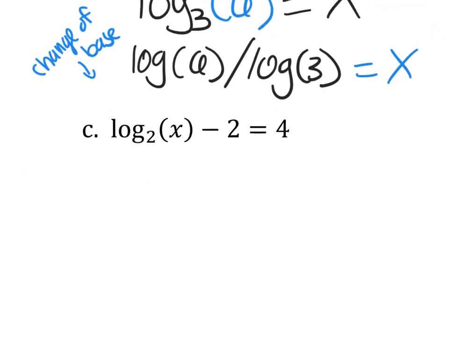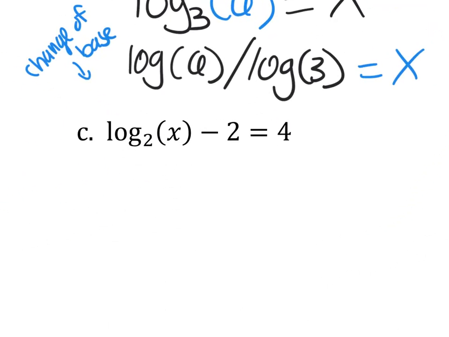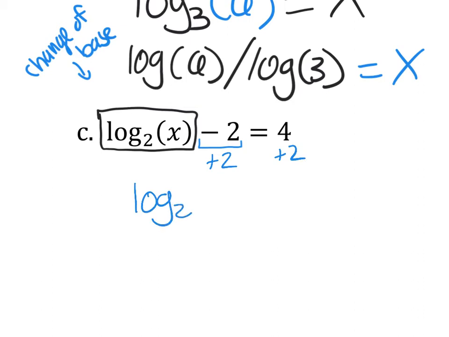All right, letter C. So this is the same idea, just like how we had to get the exponential by itself before we could do anything. We have to get the log by itself before we can do anything. So this log base 2 of x, we need to get that by itself. How would I get that by itself? Well, what's happening with this 2 here? Add 2. Yep, you would add 2 to both sides. So we'd have log base 2 of x equals 6.